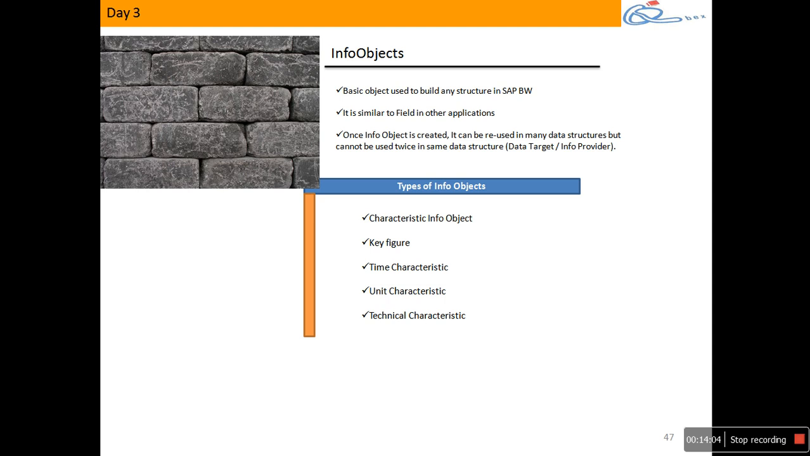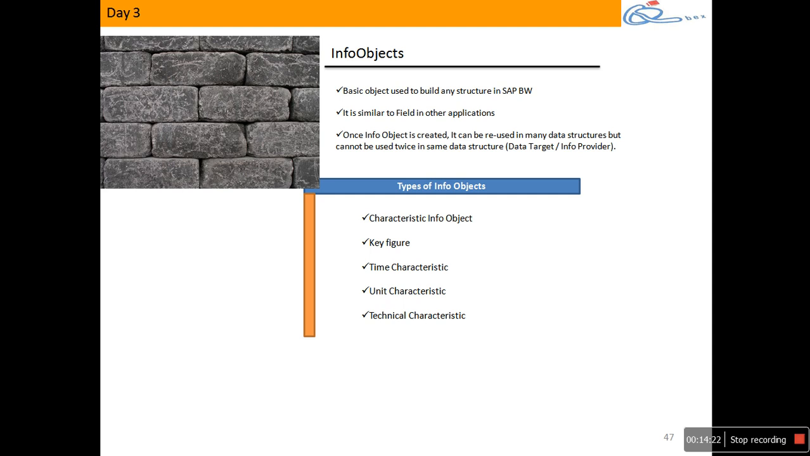These info objects will be of 5 types. One is characteristic info objects, key figure, time, unit and the technical characteristics. These info objects will be of 5 different types actually.